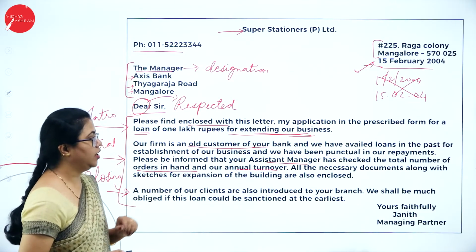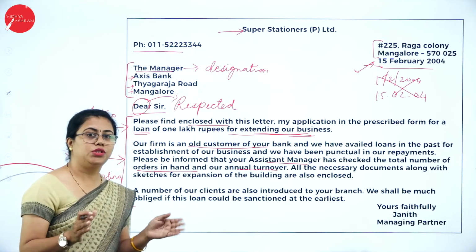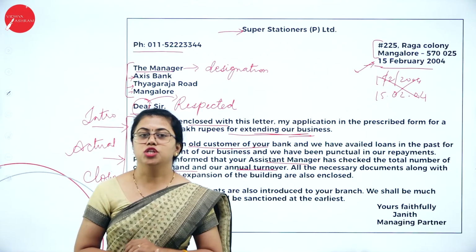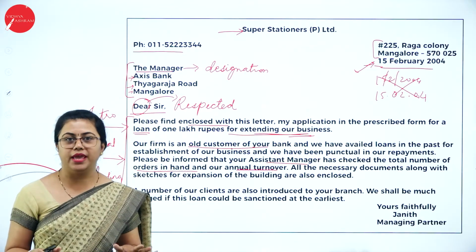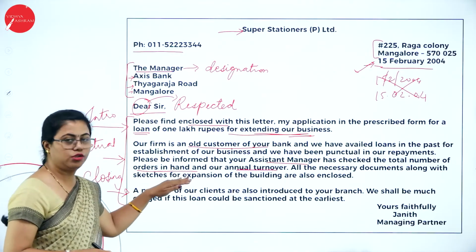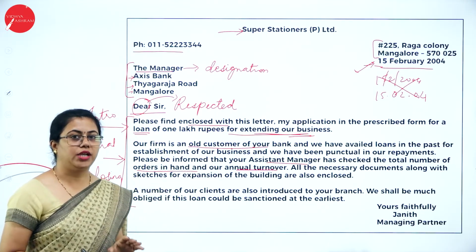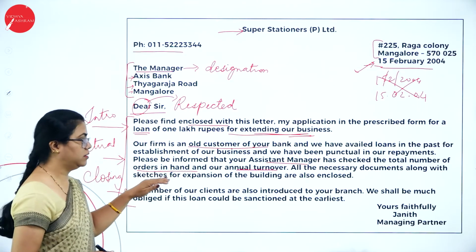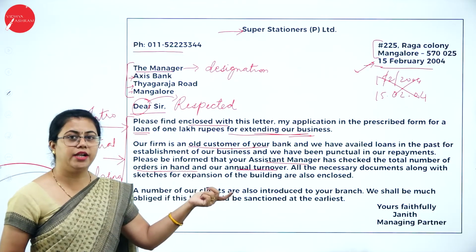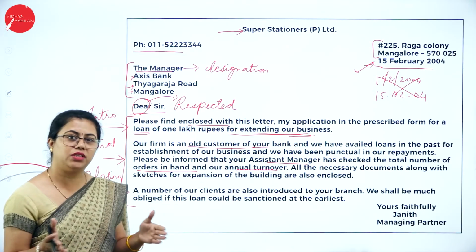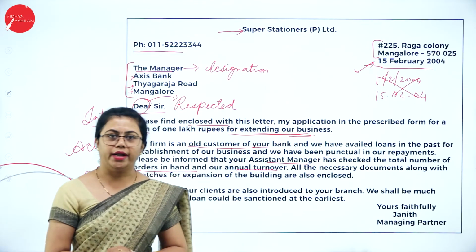Okay. So all necessary documents along with sketches for expansion of the building are also enclosed. So these are the necessary documents that are enclosed here. So the sketch has to be enclosed because they want to make sure how much they will be expanding. Okay. So they have also enclosed that there. So before that, the assistant manager has already checked the documents. Okay. So here now they are enclosing these documents, that is sketches for expansion and also the necessary documents, what is their annual turnover, for everything the assistant manager has already checked. For that, necessary documents have already been provided over there. Okay.